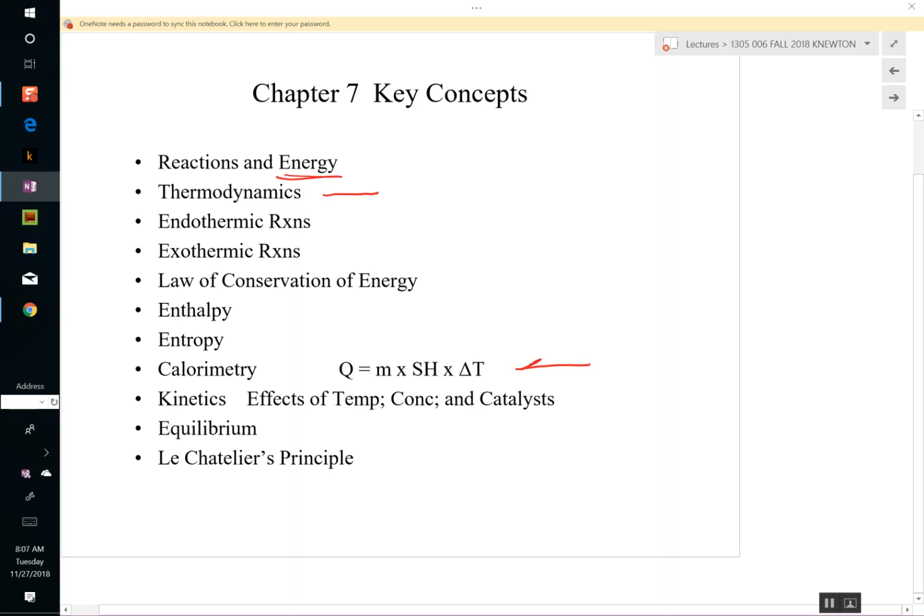This is the equation I want you to be able to work with. Kinetics deals with the rates of reactions. And then appreciate a little bit about what we mean by an equilibrium reaction. What do we mean by equilibrium? Equilibria. All right, so let's get into it. We're going to get into it right here.